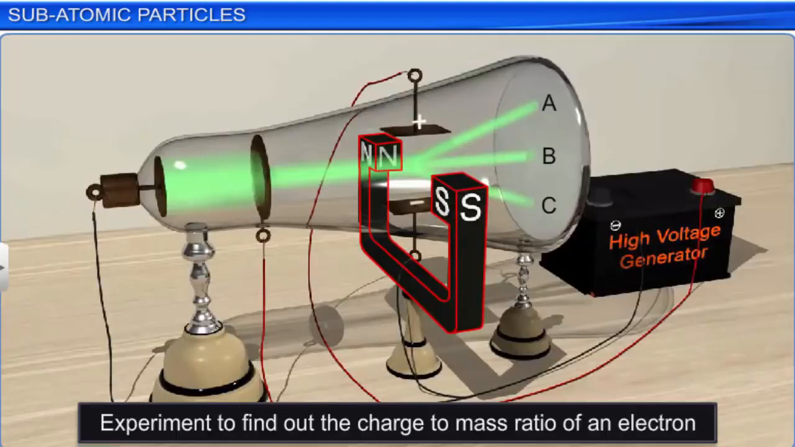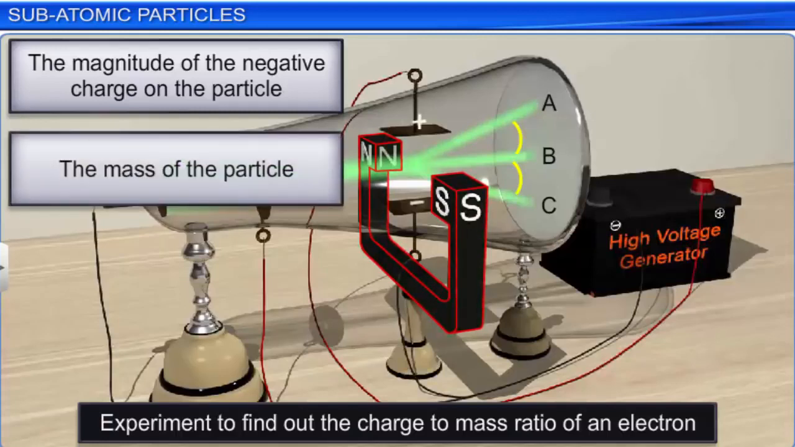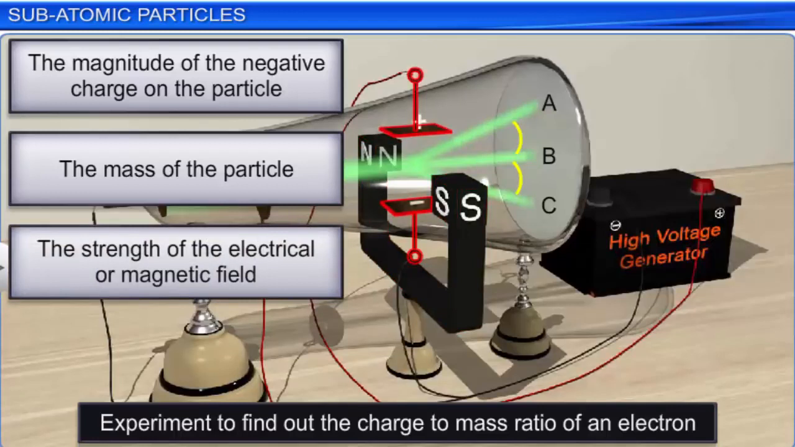He observed that the amount of deviation of the electrons from their path depends on three main factors. 1. The magnitude of the negative charge on the particle. The more the negative charge, the greater the deflection. 2. The mass of the particle. The lighter the particle, the greater the deflection. 3. The strength of the electrical or magnetic field. The stronger the field, the higher the deflection.